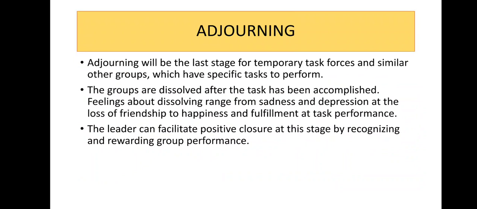Adjourning is the stage where the end of the group formation takes place, because the group is established for performing a specific task, for achieving a specific goal. After achieving the specific goal, the group has to adjourn, or it should disperse. The groups are dissolved after the task has been accomplished. Feelings about the dissolving range from sadness and depression at the loss of the friendship to happiness and fulfillment at the task performance.